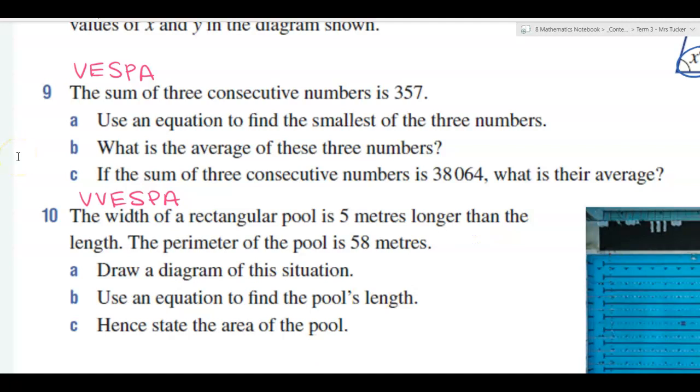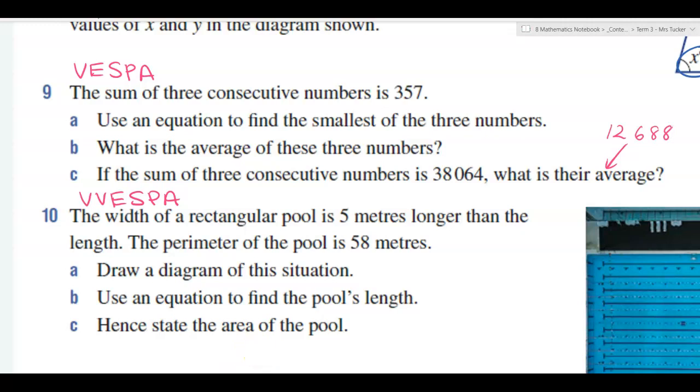What did we get for C, please? 9C? What was their average? 12,608. Is that right? Yeah, that's right. Thanks. Awesome.